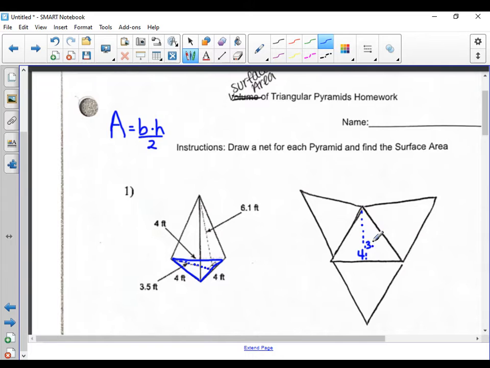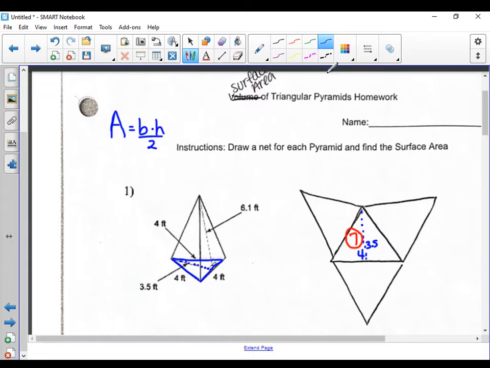3.5 tall. So I'm going to focus on that one first, and we're going to find the area of that triangle, which remember, you do base times height divided by 2. So that would be 4 times 3.5 and divide that by 2, which means this middle triangle has an area of 7.